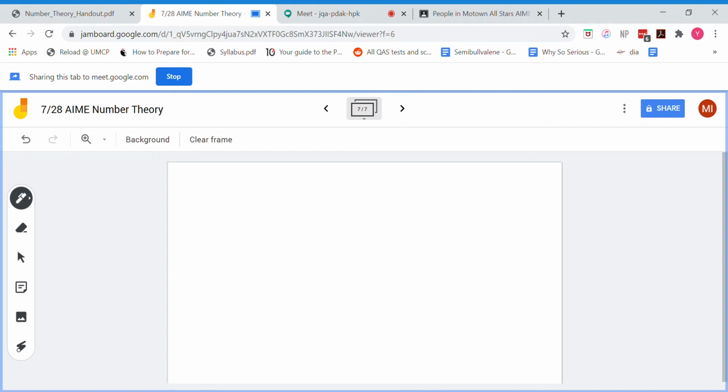Right, so I promised I would prove Fermat's theorem. Fermat's little theorem basically states that a to the power of p minus 1 is congruent to 1 mod p.